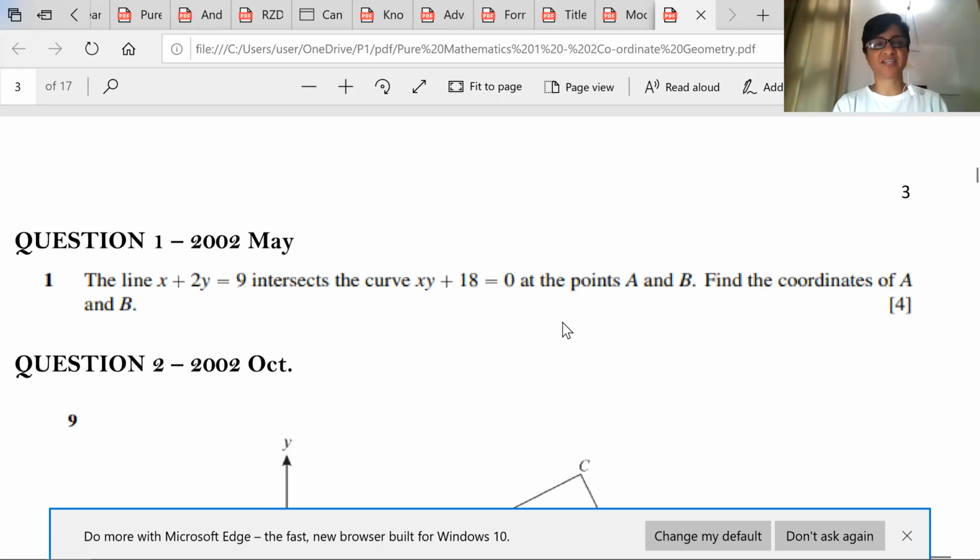See, read the question again. They say the line intersects the curve at the points A and B. So there are 2 intersection points. So that means you are going to get 2 pairs of coordinates, 2 answers for x and 2 answers for y, corresponding answers. Okay.